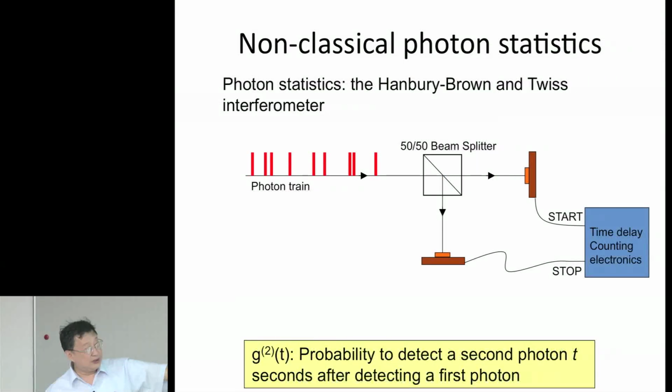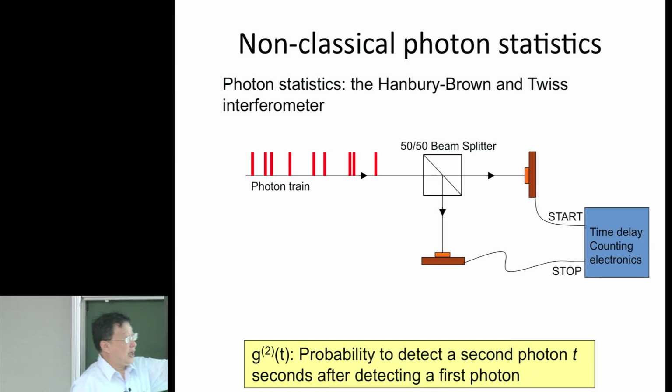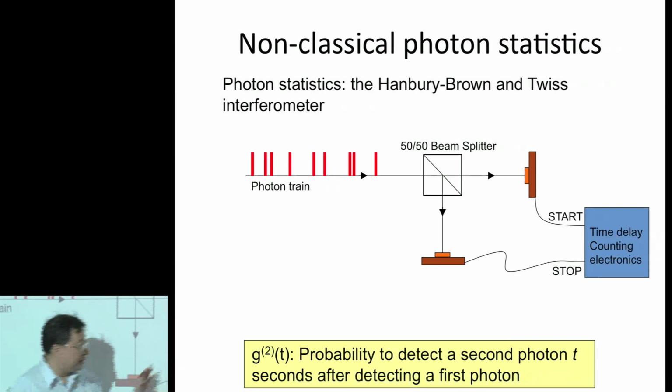I'm going to go to the final topic that is called photon statistics. Many of you have learned this thing called second order correlation. In the practical measurement, it comes from this: you have photons coming out, and then I send them to a beam splitter, okay?